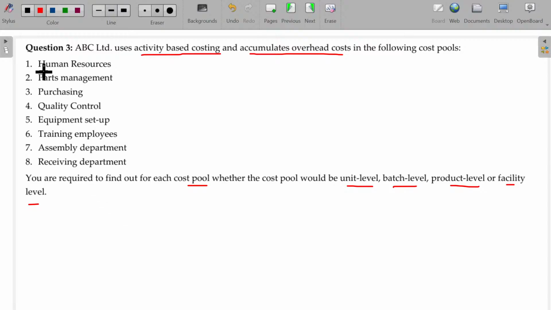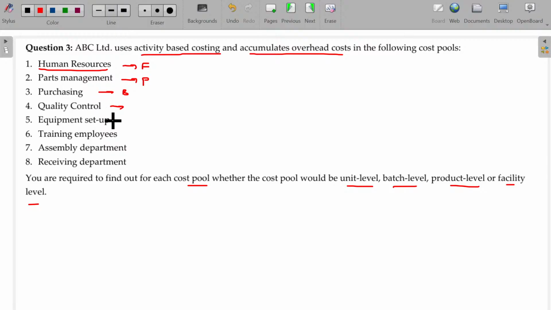Human resources. What is that? Entire management of the human resources. Will it be related to any unit? No. Batch? No. Product? No. It's about the entire facility. We need to have human resources, so it's a facility level. And parts management. It's a product level. Purchasing. You will purchase a lot size, EOQ, economic ordering quantity, every time, so that it will be economical. 100 units, 500 units. Then it is batch level.